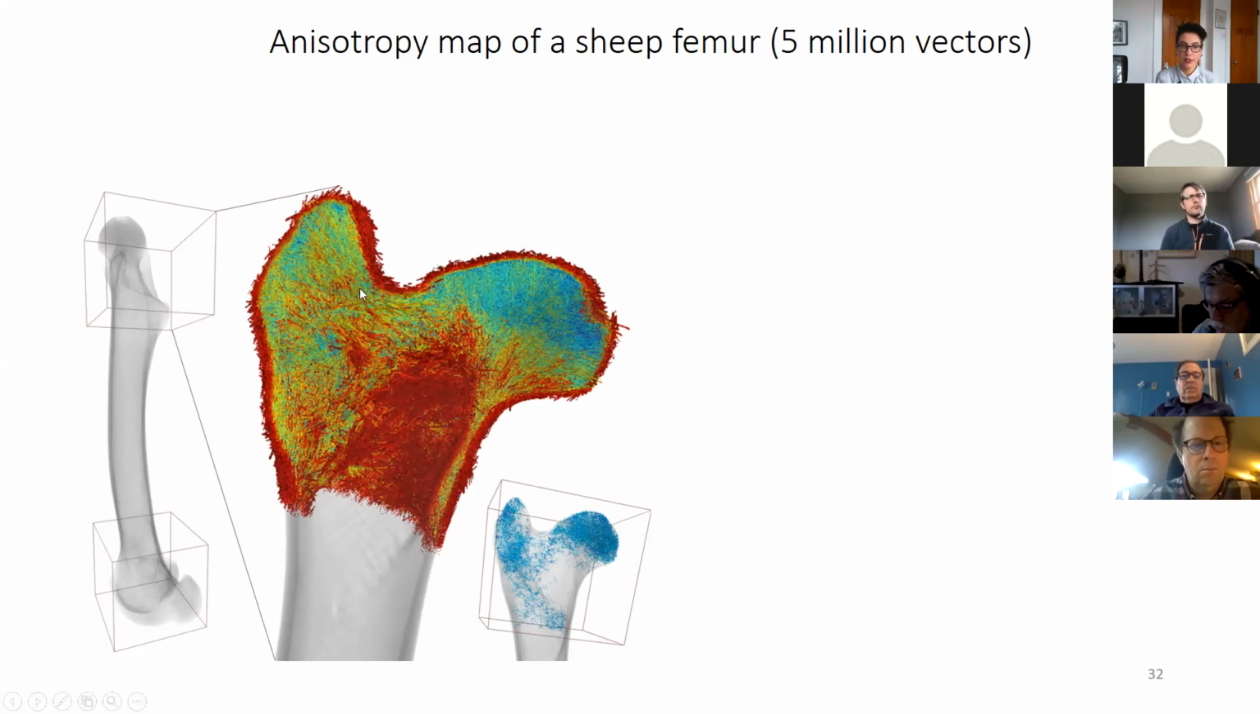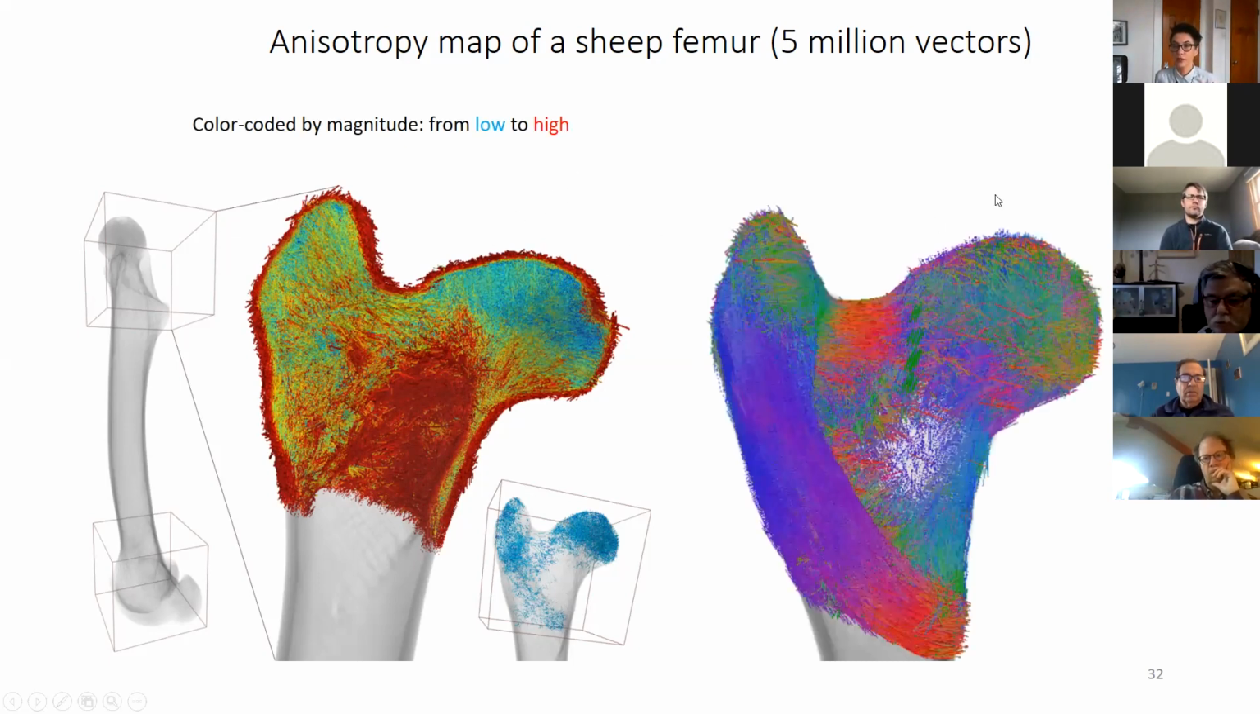For example, this is a proximal femur of a sheep, and here we can plot anisotropy in terms of its magnitude. So low anisotropy, blue, high, red. And it shows that the low anisotropic features are located where this bone contacts another bone, the pelvis, or where the muscles get attached. But besides plotting it from low to high values, we can also plot it in terms of orientation, borrowing the crystallographic notion of red, green, blue standing for X, Y, and Z.